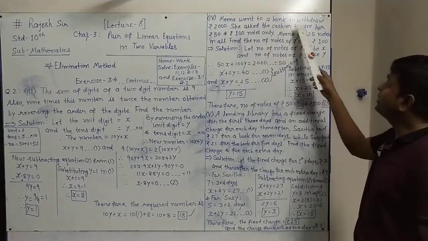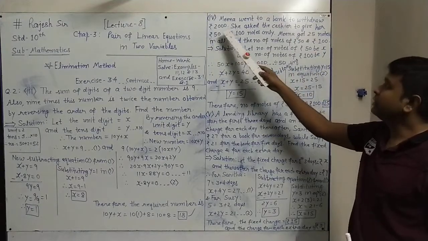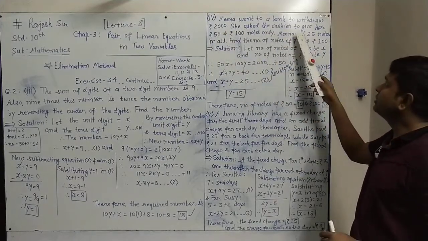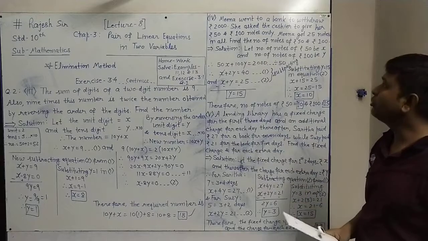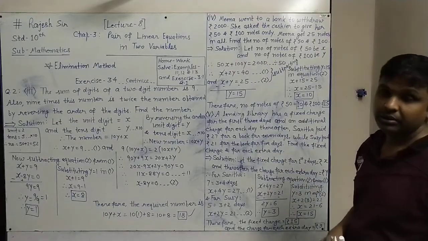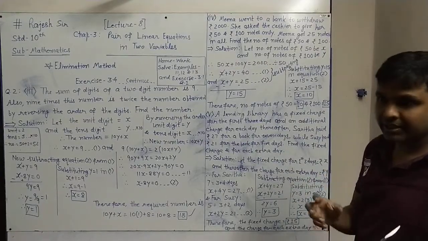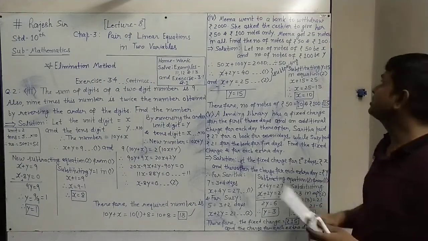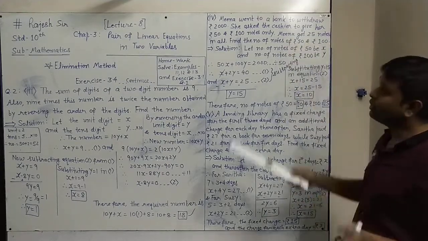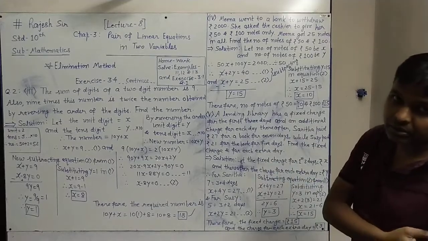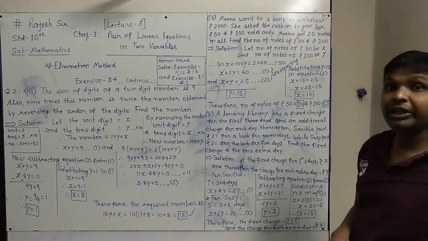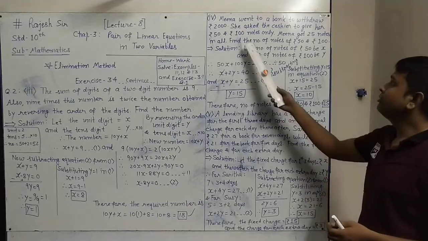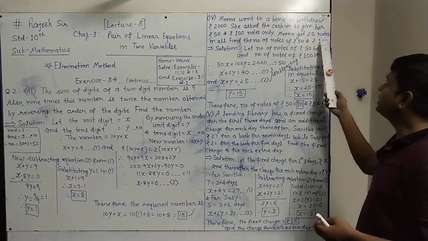Meena went to a bank to withdraw rupees 2000. She asked the cashier to give her rupees 50 and rupees 100 notes only. Meena got 25 notes in all. Find the number of notes of rupees 50 and rupees 100.